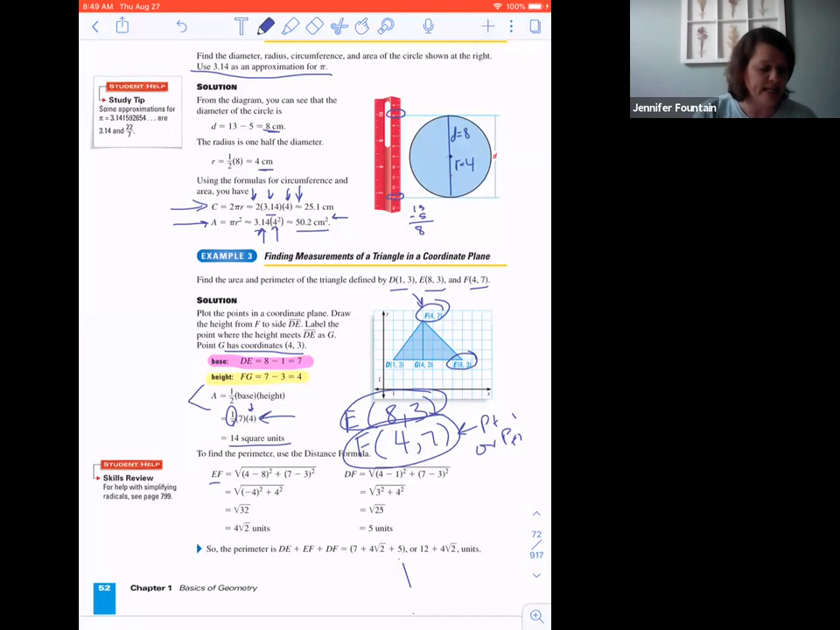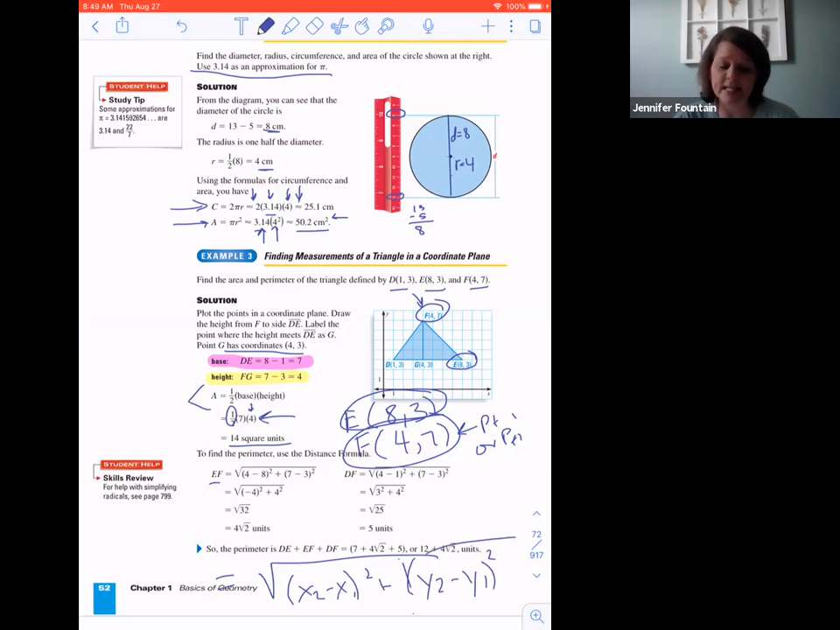The main thing is that when I'm using my formula, I know that distance is equal to the square root of x2 minus x1 squared plus y2 minus y1 squared. And like I said, it doesn't matter which point you choose as 1 and 2. What does matter is that you consistently put them in the formula, so you make sure your 1s match up and your 2s match up. Okay, so let's go ahead and take a look at that.